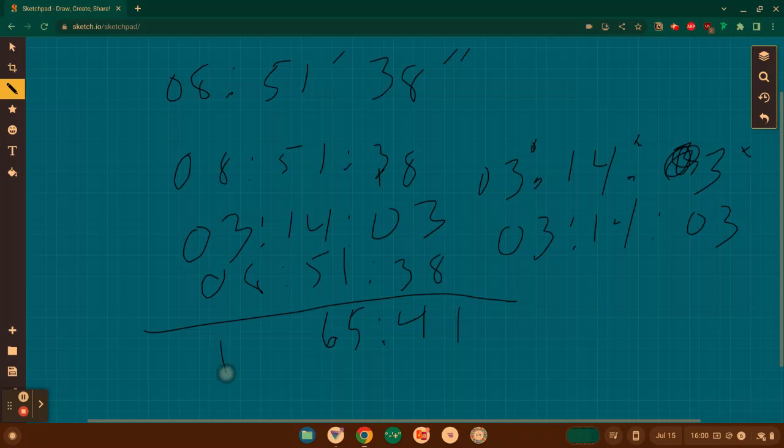And 8 and 3 is 11. So here we just take away 60. This is 60 minutes. We end up with 5, and we add that hour here, plus 1. So we wind up with 12:05:41 as our local sidereal time. So I hope that made sense.